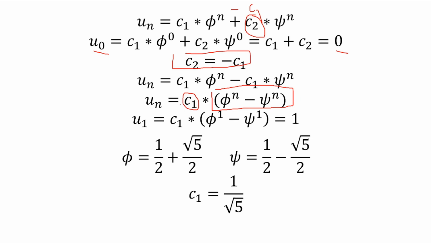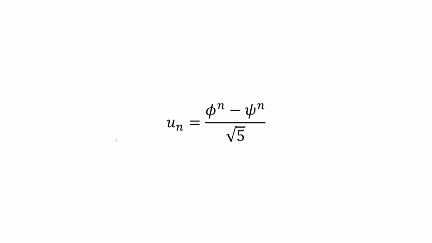If we apply the second boundary condition, u1 equals c1 multiplied by phi to the 1 minus psi to the 1 equals 1. After a little bit of simplification, we get c1 equals 1 over square root of 5. So we get the final result: un equals phi to the n minus psi to the n over square root 5.